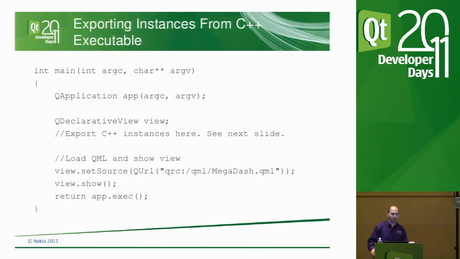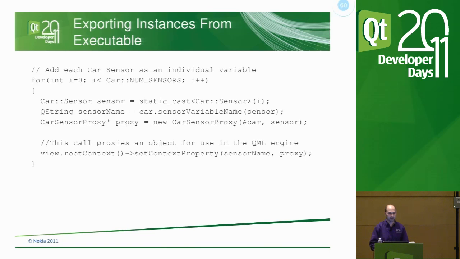In C++, we are going to create our declarative view, which gives us the engine that the QML is going to run inside of, as well as the window it's going to run in. And we set the source. Here I've got a project called Megadash, which is going to be a dashboard for my car. And we can show it and we can exec it.